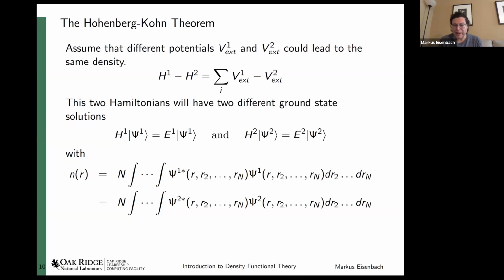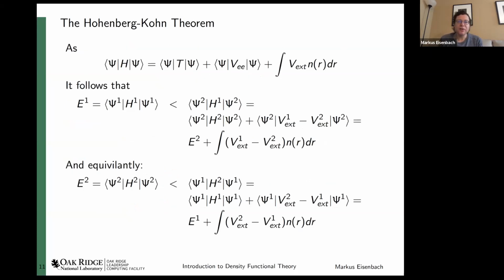And by our assumption, both psi1 and psi2 actually lead to the same density n. So as we know, the Hamiltonian consists of both the kinetic and the electron interaction term plus the external energy terms. And if we write down the expectation value of these for a given wave function, we have this.